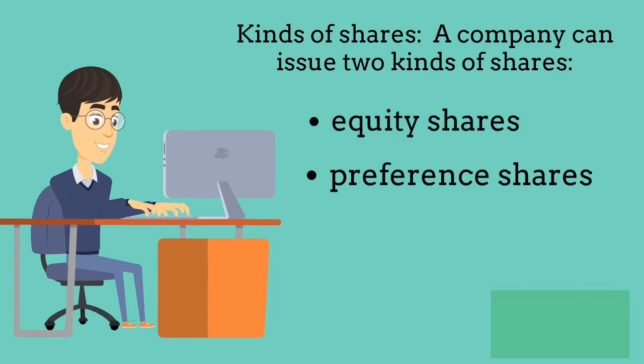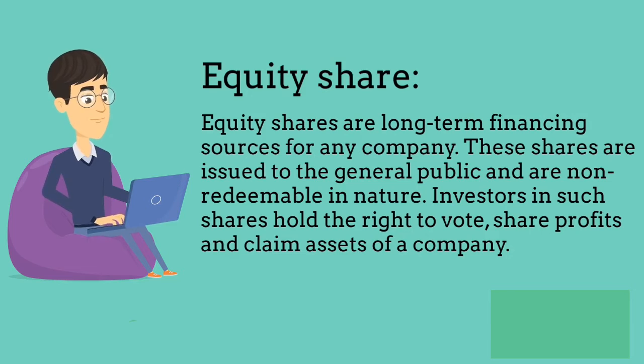Kinds of shares. A company can issue two kinds of shares: preference shares and equity shares. Equity shares are long-term financing sources for any company. These shares are issued to the general public and are non-redeemable in nature. Investors in such shares hold the right to vote, share profits and claim.